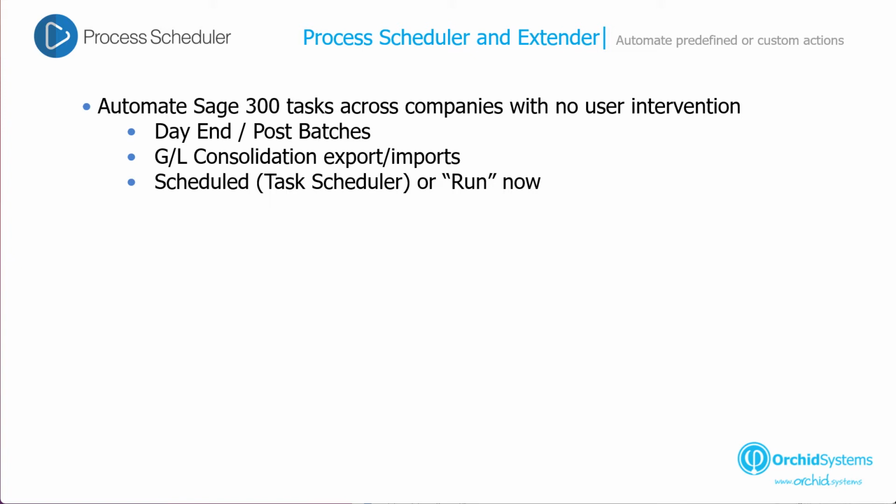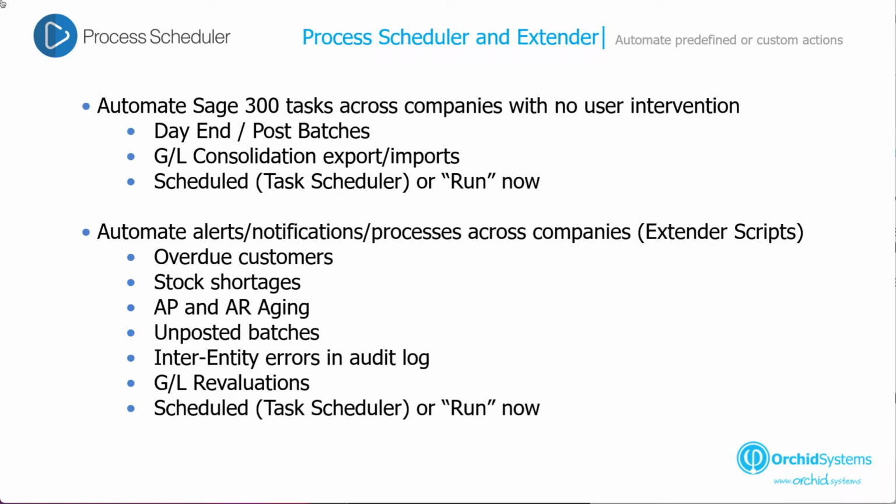So you could have a schedule that runs the GL consolidation export out of the 5 different subsidiary companies and then logs into the GL consolidated company and runs the 5 imports. This can be scheduled using the Windows Task Scheduler, or if it's not appropriate to schedule them on the 1st of the month or the 2nd of the month, you can just go to the schedule and click Run Now.